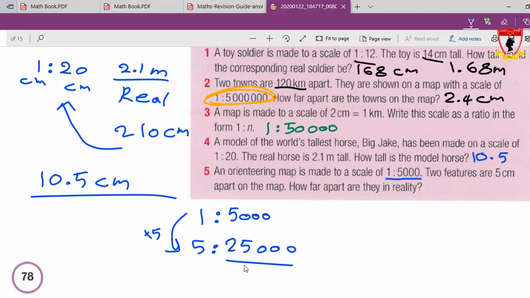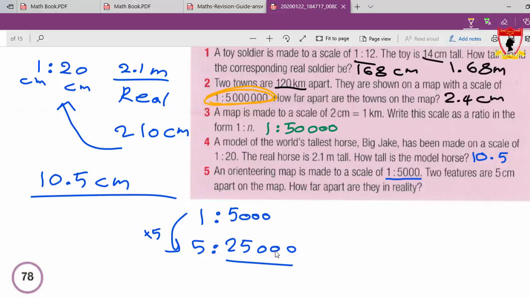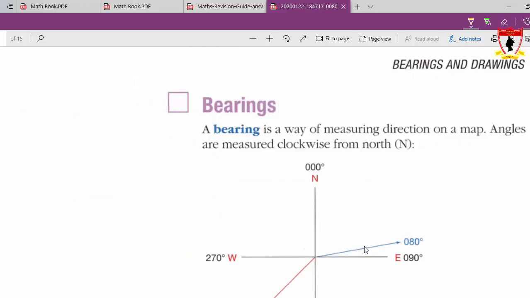To write this in meters, because in real life, meters are more reliable than centimeters, if we remove 2 zeros, it will be meters. It means we divide it by 100. Remove 2 zeros, so the two features are 250 meters away from each other in real life.